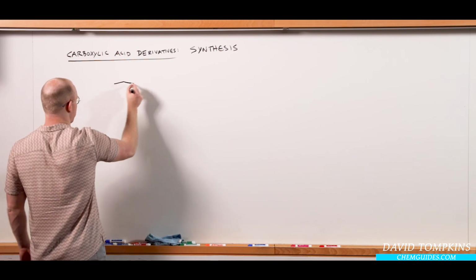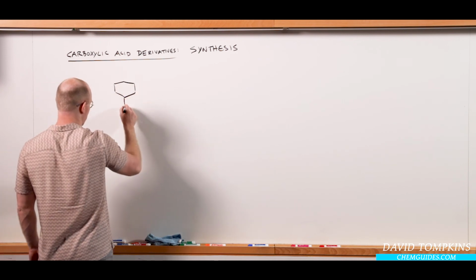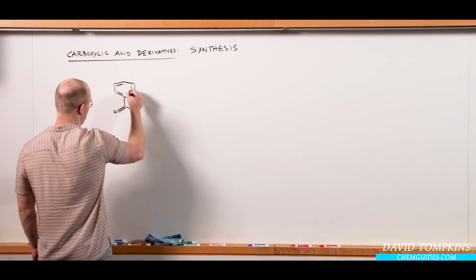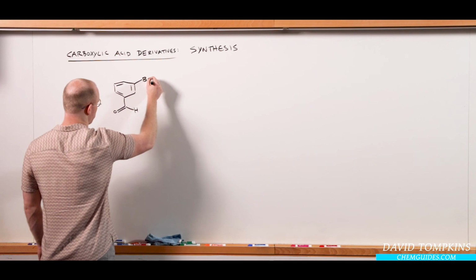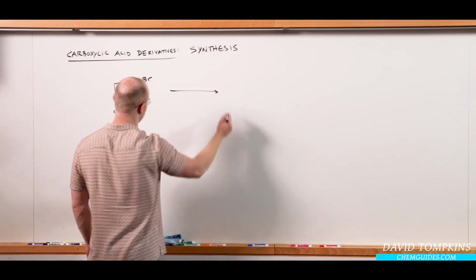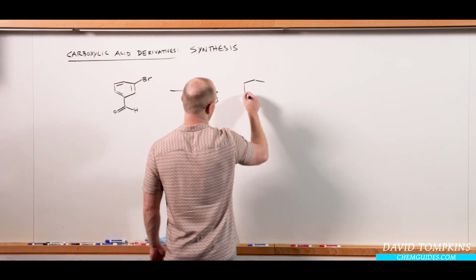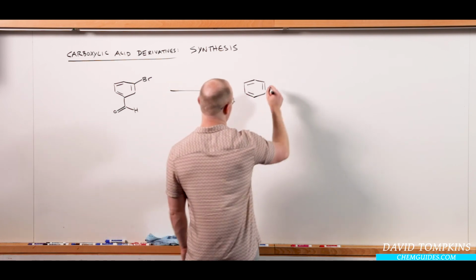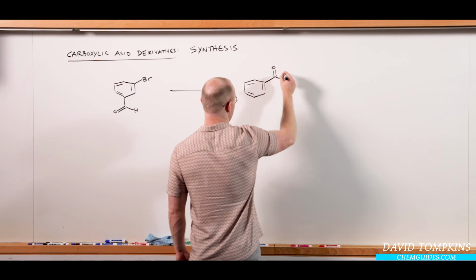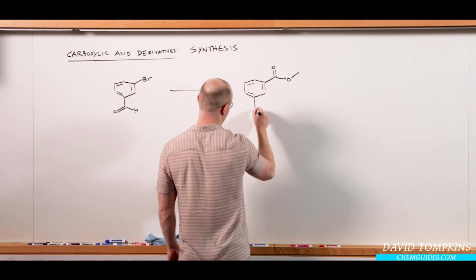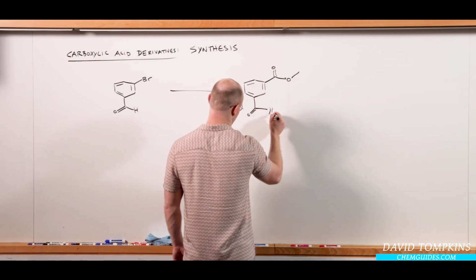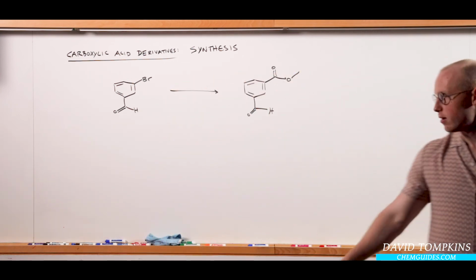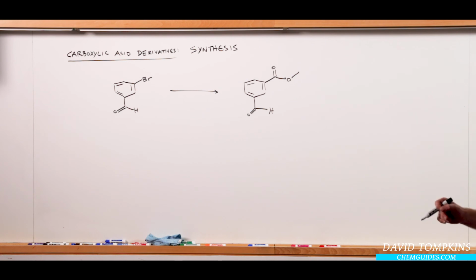So the starting material here will be a benzaldehyde derivative. The meta-bromo. And the desired product is a methyl ester. This reaction cannot be done in one step. There are many things we must consider.